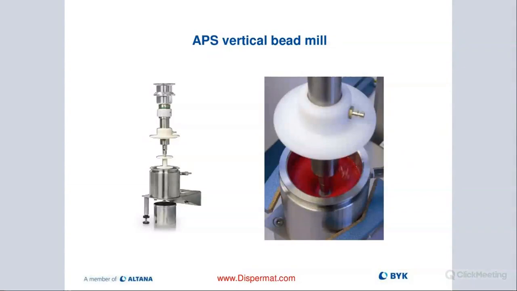Then we have also the APS system I mentioned earlier. It's a vertical bead mill. This is available for our laboratory scale models. You have two containers. You have a top container. You can do your pre-dispersing in there by just using a Cowles blade. When you're done with your pre-dispersing, you swap out the blade for a milling disc. Here in this picture, you see a double milling disc.